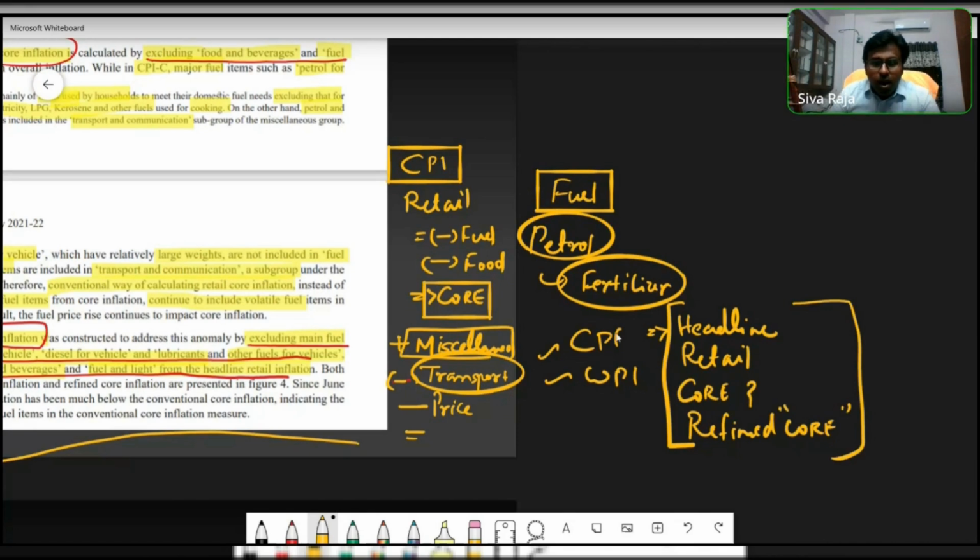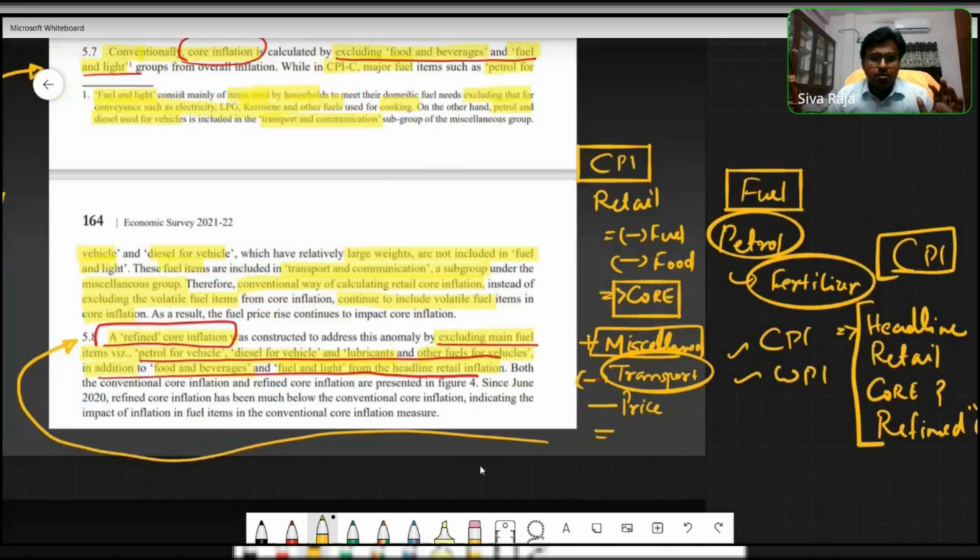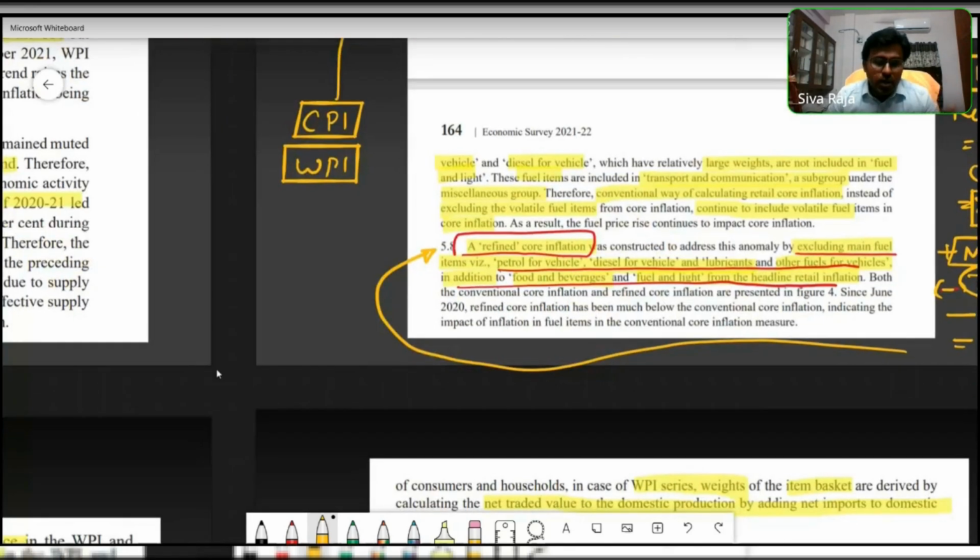So all this that we discussed, what is core inflation, refined core inflation, they will not ask. What is it related to? They will ask, it is related to the consumer price index. Simple, they will ask for your understanding, because when something is there in the Economic Survey, you make an effort to understand it.